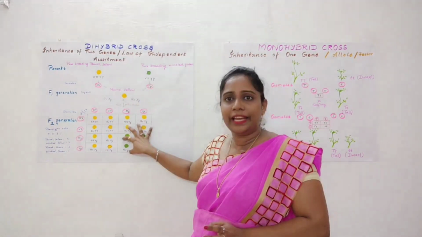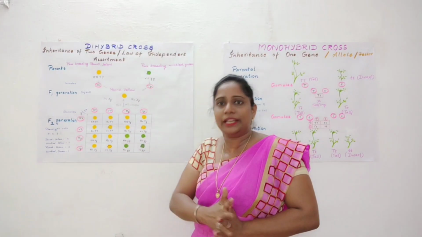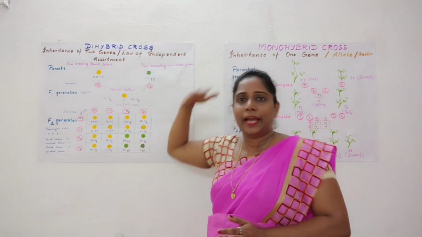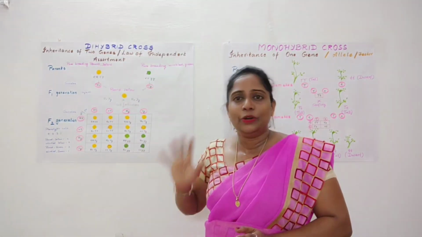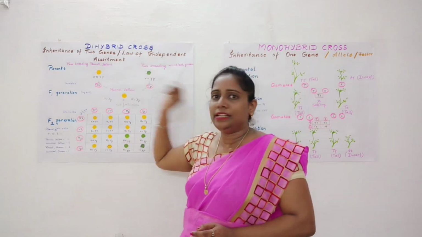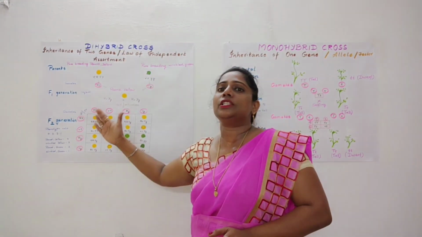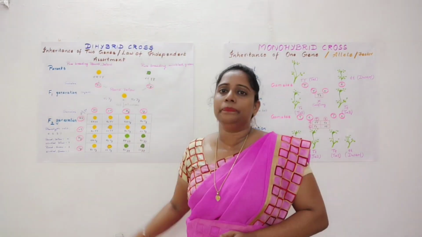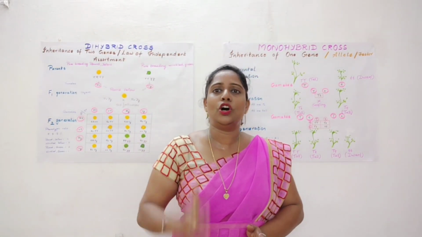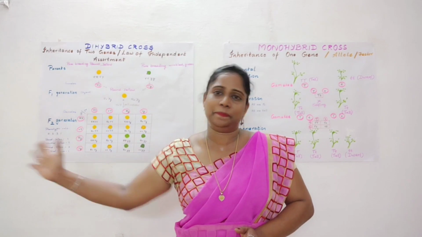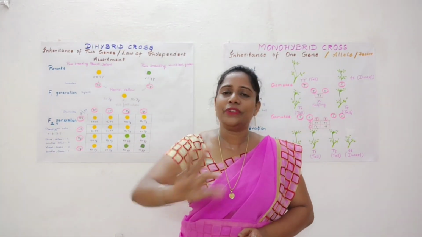So capital R and small y can be together. Small r and capital Y can be together. Do you understand? Each allelic pair will assort independently without the influence of the other allelic pair. This law is called the law of independent assortment. Clear? Third law of inheritance.